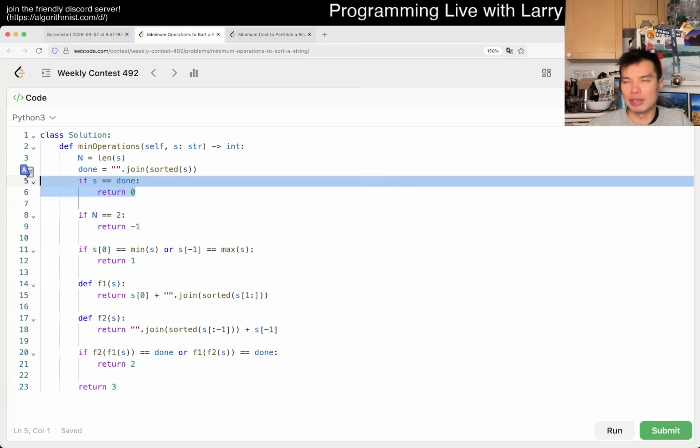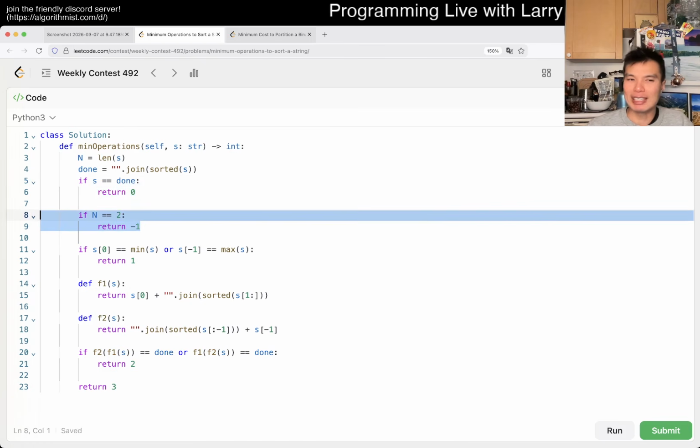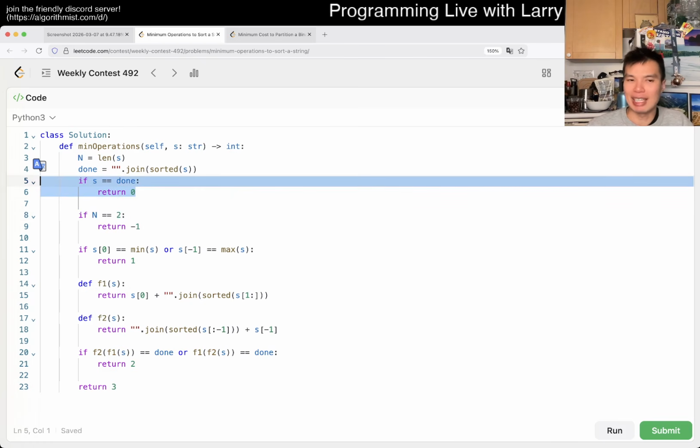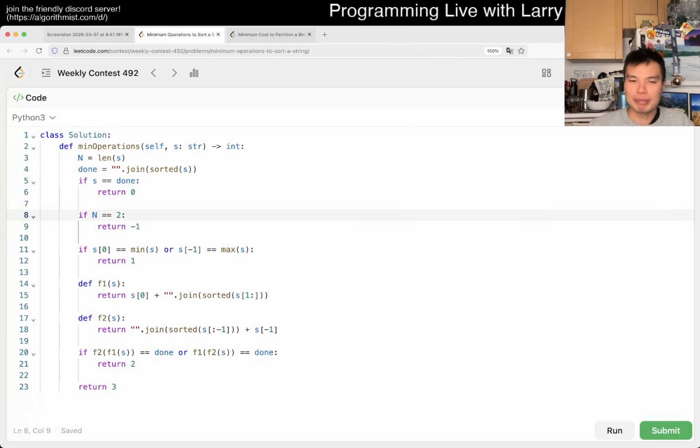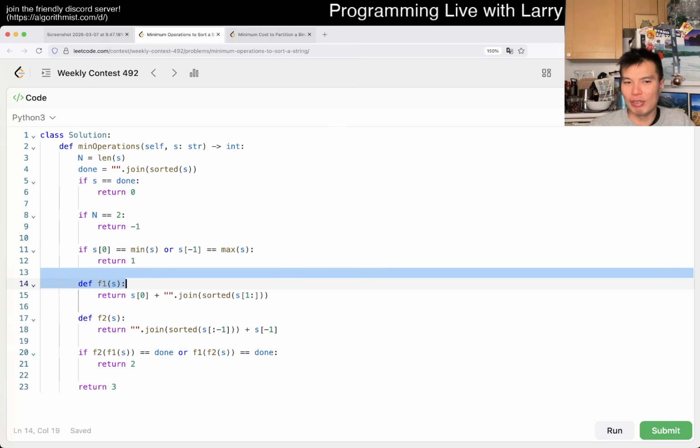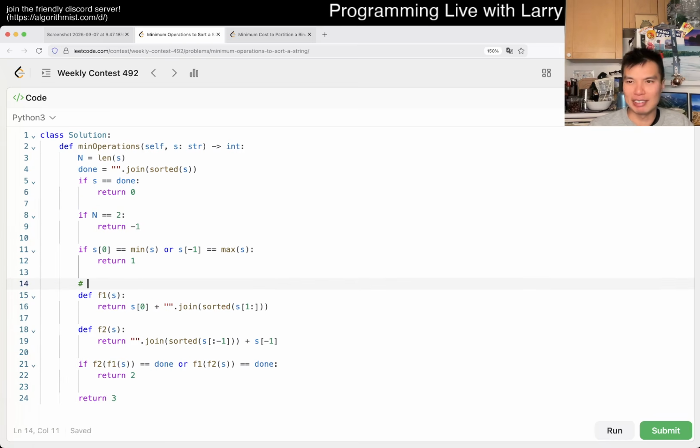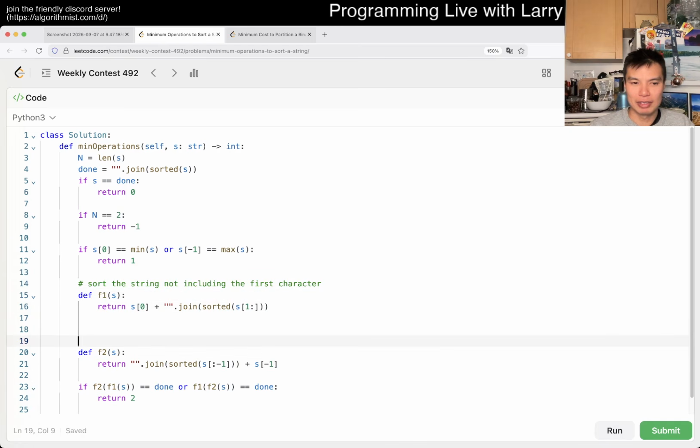If it's already sorted, we return 0, right? If there are 2 characters and it's still not sorted, then it's -1. Otherwise, if the first character is already the smallest, or the earliest character, then you just do 1 move, and this is the 1 move. And this is just the implementation of, I was too lazy to name them, sort the string not including the first character, and then sort the string not including the last character, right?